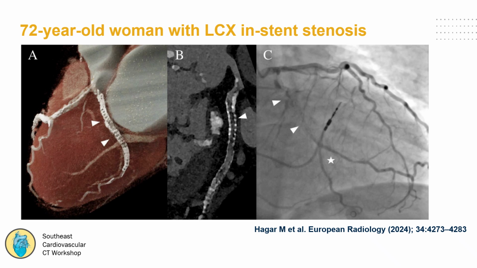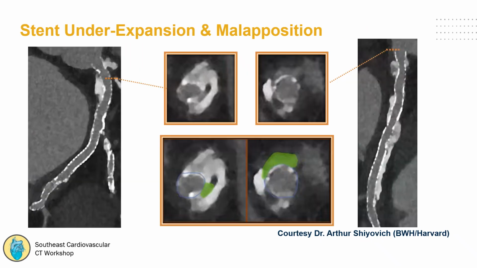This case highlights two important take-home points. First, direct visualization of the stent lumen is essential because distal vessel opacification alone does not confirm that the stent is patent. And second, ultra-high resolution CT can improve confidence in identifying true in-stent obstruction despite the presence of metallic struts. And cardiac CT can also identify important procedural complications such as under-expansion and malapposition.